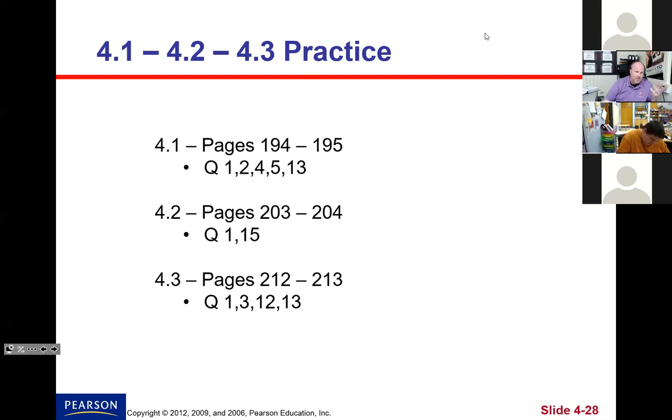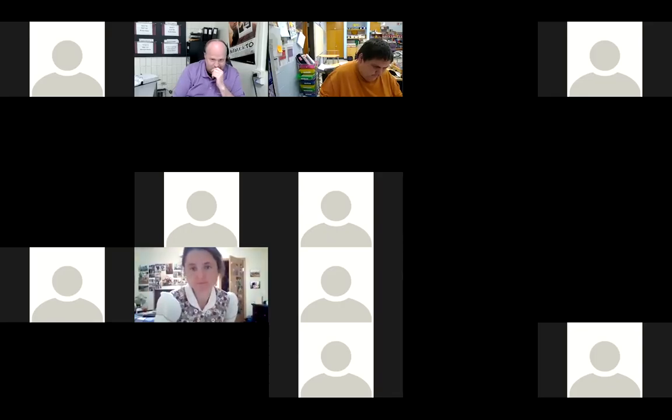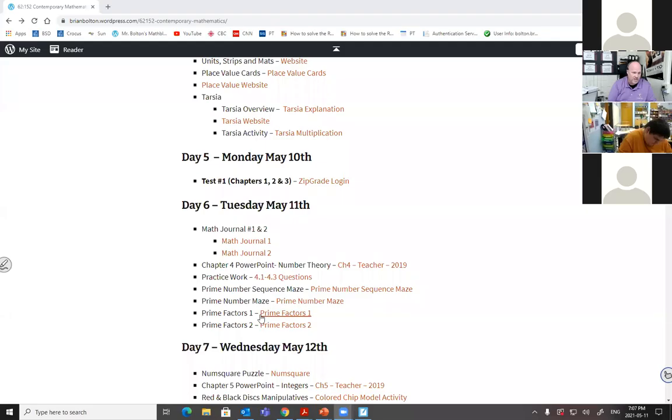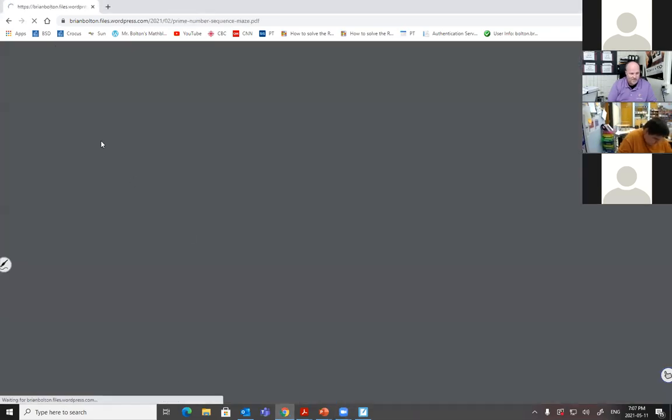One of the activities we're going to do almost right away is I'm going to make you practice what prime numbers are. And it's a puzzle. Let me stop sharing that. Give me a sec here. Share the screen. I want this one. What we're going to do, you can see right away, prime number sequence maze. It's right here on the things we're going to do. And you'll see it's just a little puzzle, but it's prime numbers.